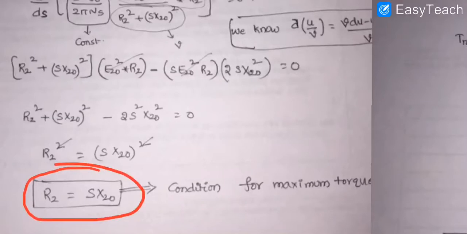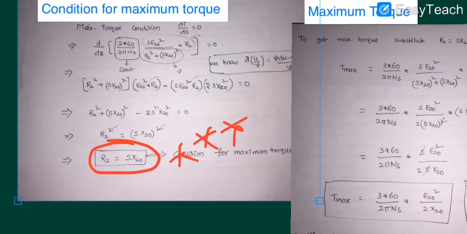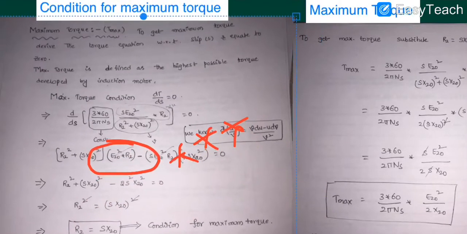So what is the condition? Rotor resistance is equal to S times the standstill rotor reactance. So this is the very, very important condition. So what is the condition for maximum torque? R2 is equal to S into X20. Now we have to substitute this expression in this torque equation to get the maximum torque.